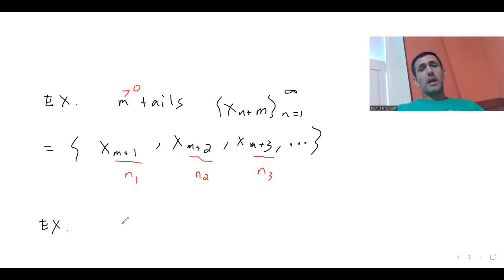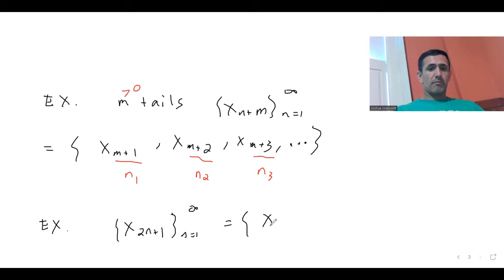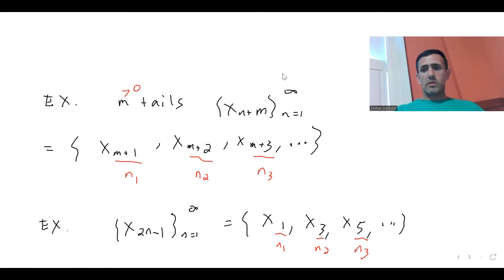Another simple example would be just taking the even indices for a sequence or doing the odd indices. So, for example, let's do the odd ones. Let's do all of the positive odd integers. So this is x1, x3, x5, etc. So my n1 here is 1, n2 is 3, n3 is 5, etc. So this is a subsequence.